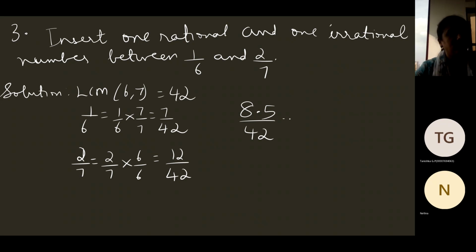So 8.5 by 42. When you move the decimal point, it is 85 by 420. I'm saying this is a rational number, not irrational. This is a rational number.